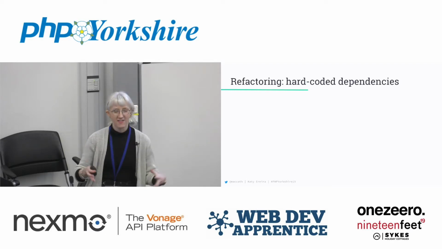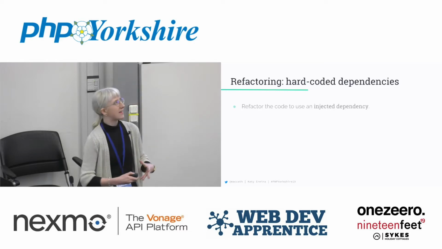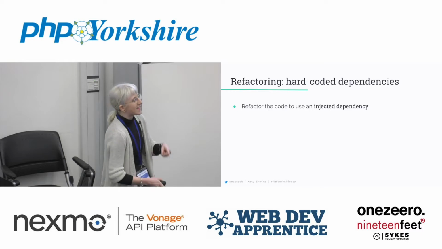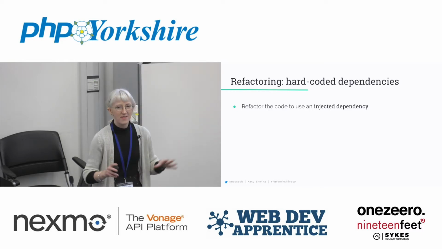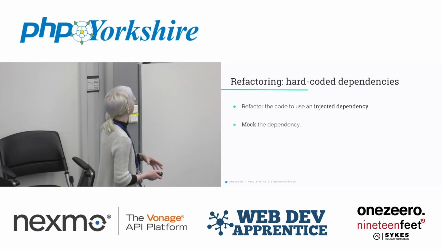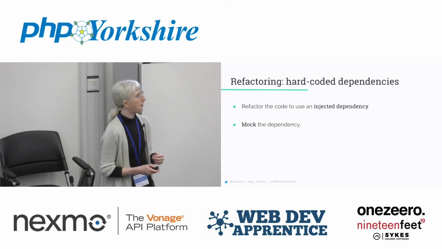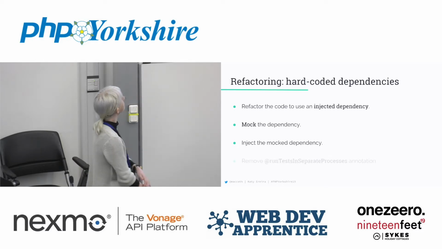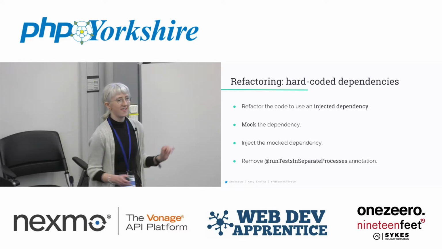So we're going to look at refactoring these hard-coded dependencies. And it sounds really daunting, but it's not. Dependency injection is really important. It's not as hard as it sounds. I will explain it. All will be revealed. You will no longer be mystified by this terminology, dependency injection. And then once we've got our dependency injection set up, we're going to mock our dependency, and we're going to inject it. And then we can remove the run tests in separate processes annotation, and our tests will be much faster.